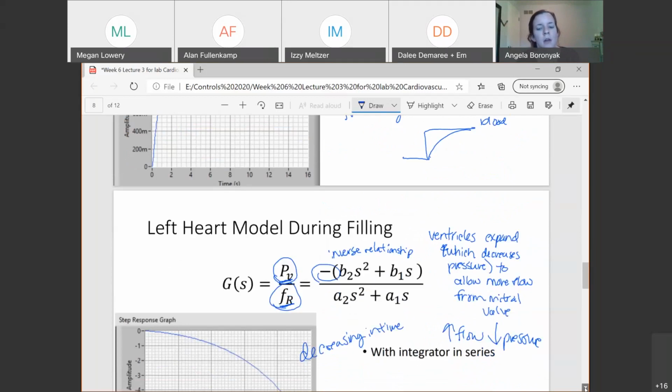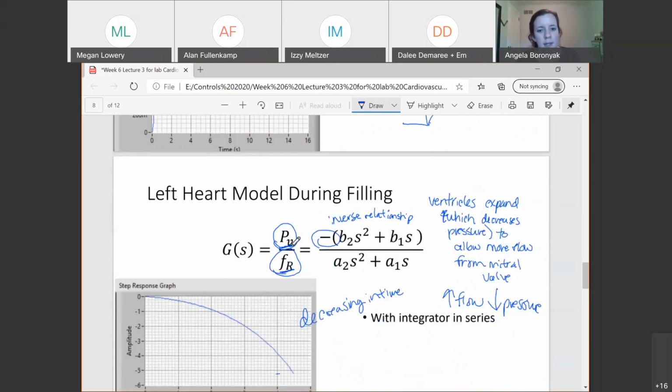During filling, this was my transfer function. Filling deals with pressure in the ventricle as the output, and the input being flow through the mitral valve. And I get a negative on this numerator. That's because there's an inverse relationship. If you think about your ventricles, the only way they get more flow into them is that they actually expand. Again, they're time-varying capacitance. And as they expand, their pressure drops, and that's what causes more flow in through the ventricles. So if I had decreased pressure, I actually get more flow, versus if I had increased pressure in my ventricles, I wouldn't get as much flow in, right?